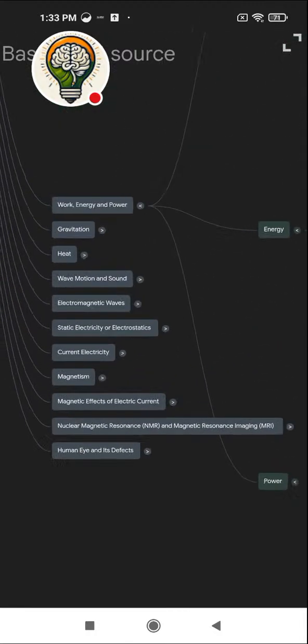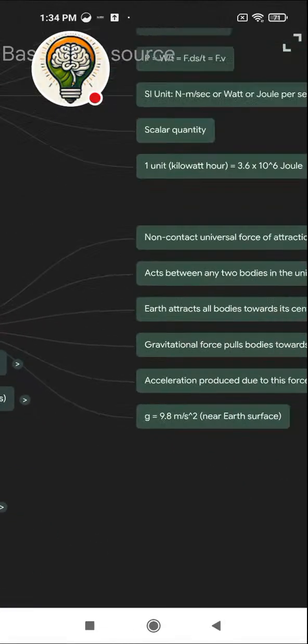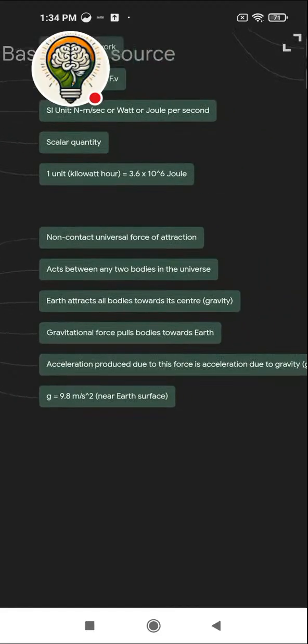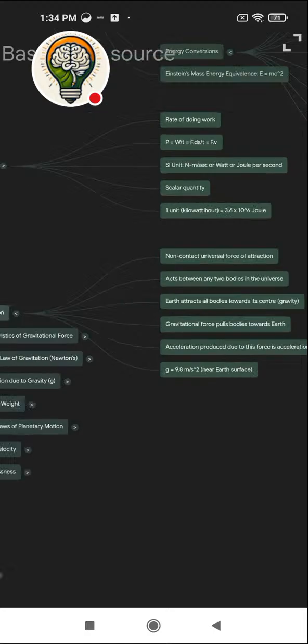Then gravitation. Gravitation is the non-contact universal force of attraction acting between two bodies in the universe. Earth attracts all bodies toward its center. Gravitational force pulls bodies toward Earth. Acceleration produced due to this force is acceleration due to gravity. So g equals 9.8 m/s² near Earth's surface.